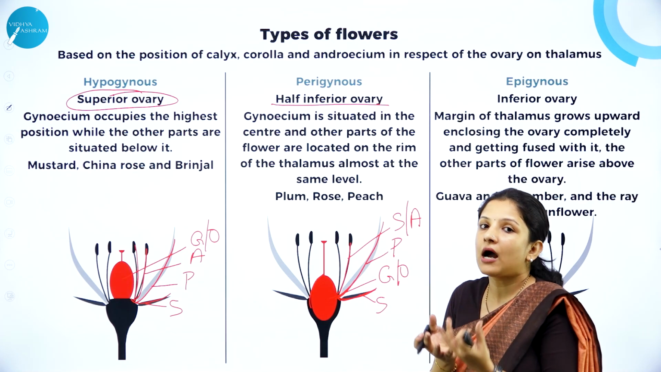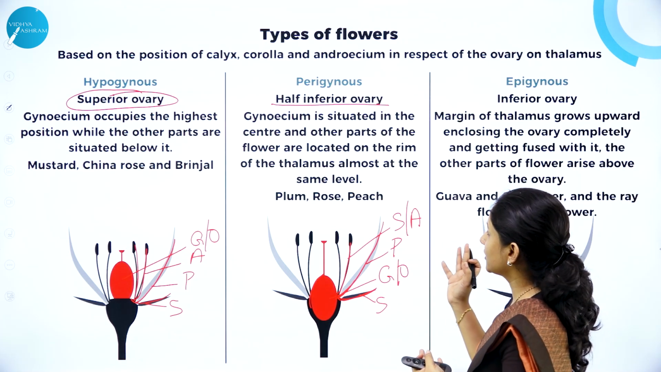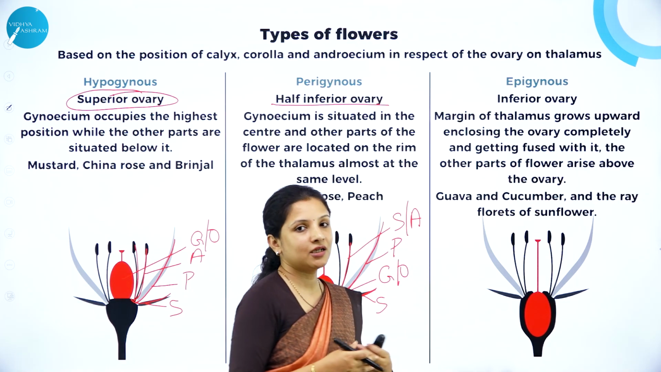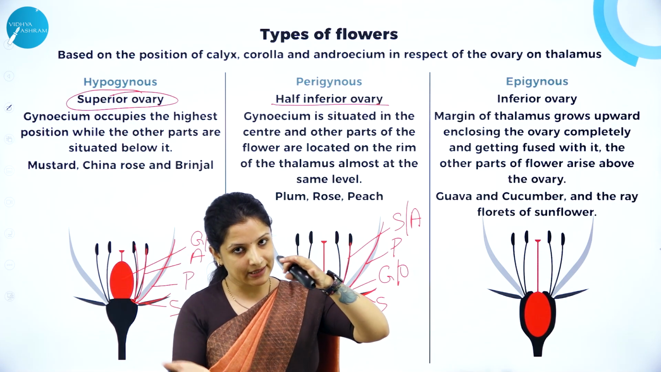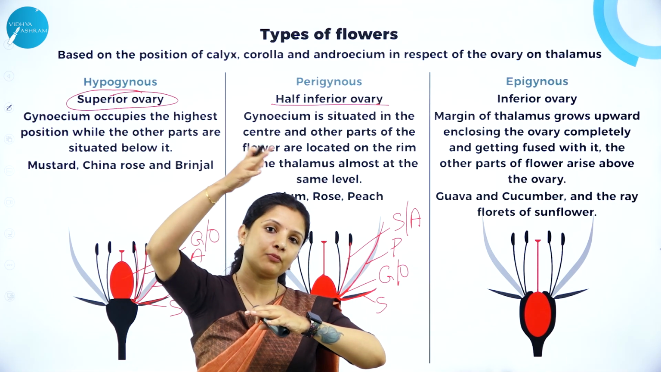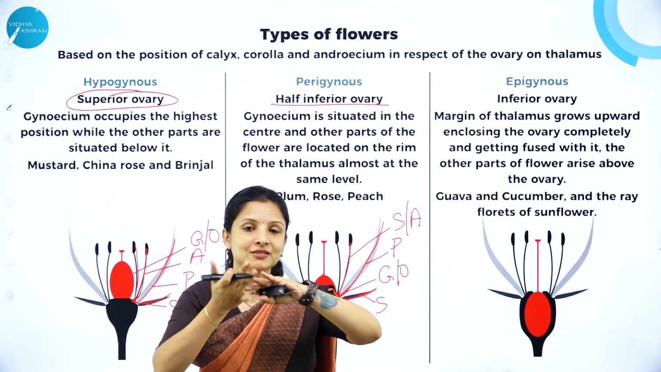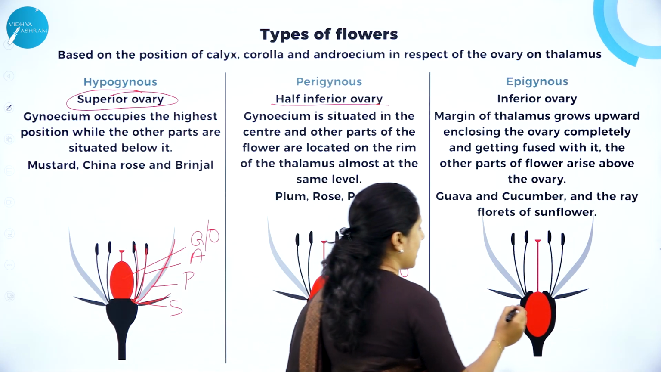Therefore, the ovary is half buried, or it is half covered by the other three whorls. So, therefore, it is a half inferior ovary. Next, talking about epigynous. Here it is an inferior ovary. For example, you have your biology book which you keep at the bottom and on top of it you keep all the other books. So, therefore, biology will be inferior here because it is covered by all the other books at the top of it. Same way here. What happens?